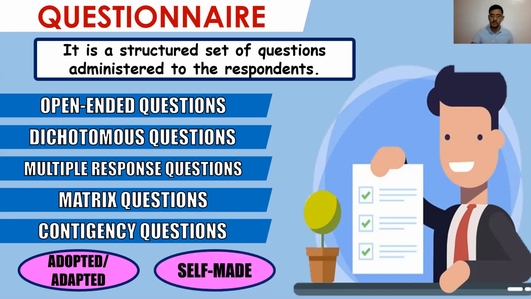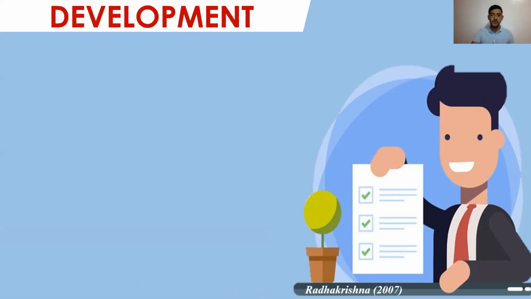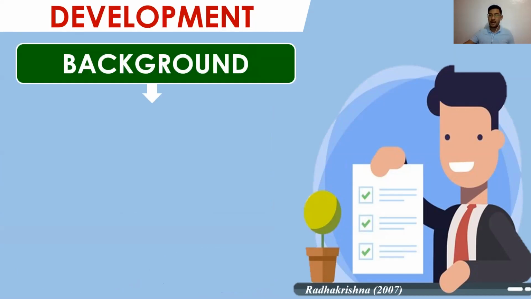Okay po? Now, according to Radhakrishna 2007, there are steps in developing a research instrument. Okay, number one, background. This is the initial step.